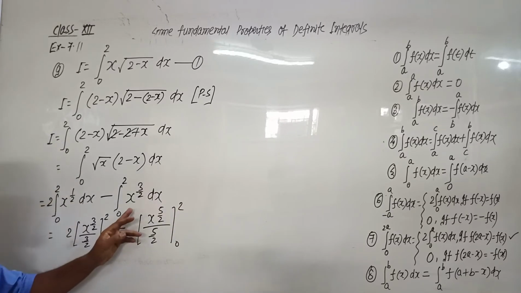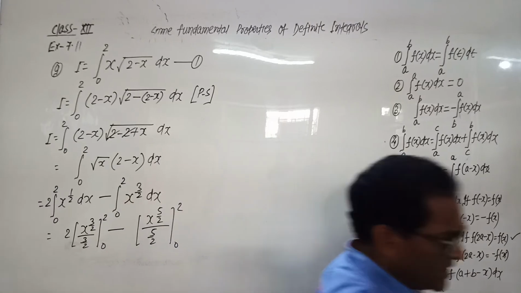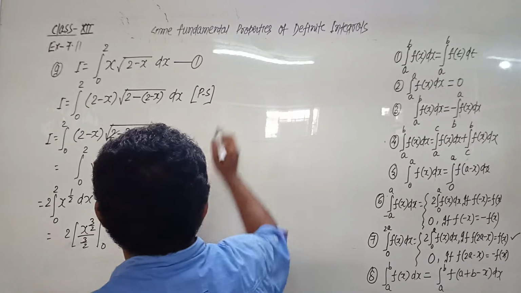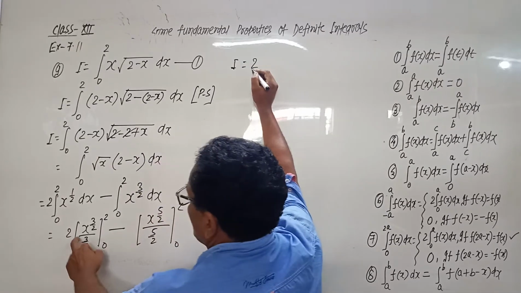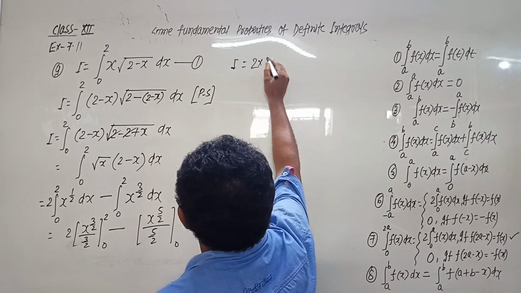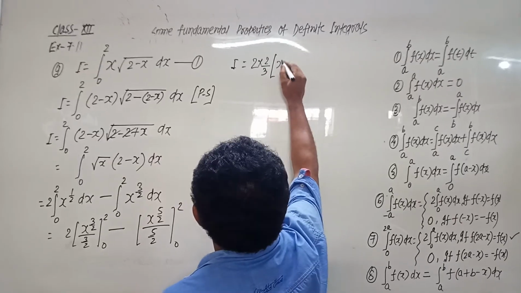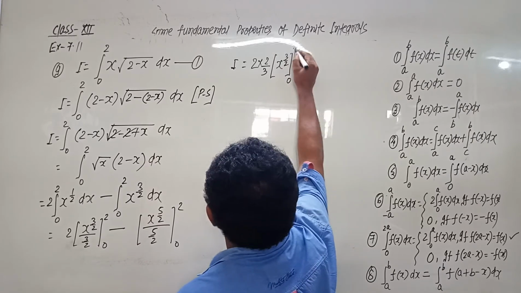On the form x raised to the power n, we have integrated as x raised to the power n plus 1 upon n plus 1. So this becomes 2, and 1 upon 3 by 2 is written as 2 by 3, and x raised to the power 3 by 2 and limit from 0 to 2.